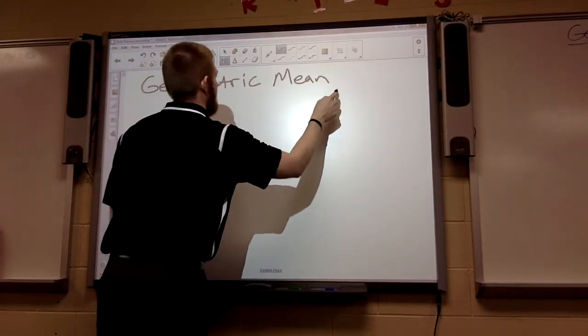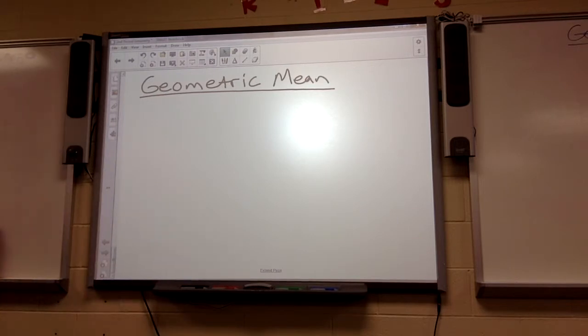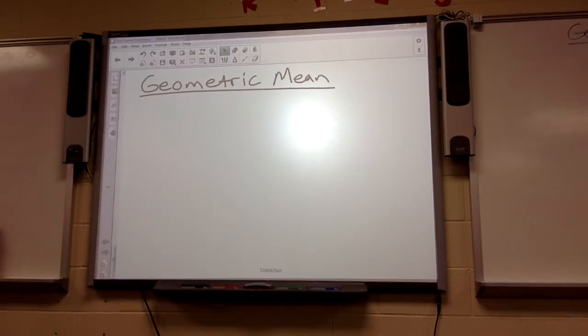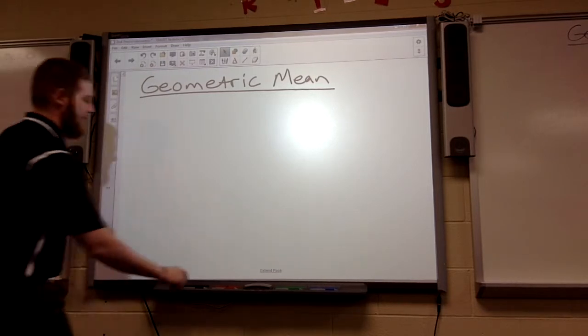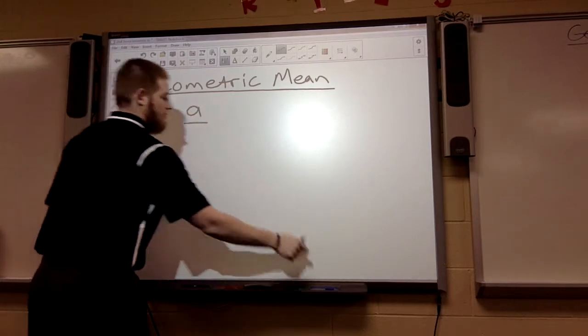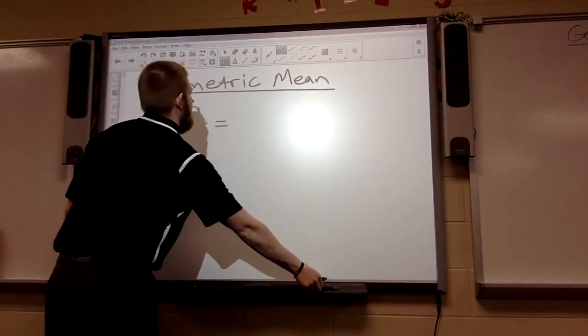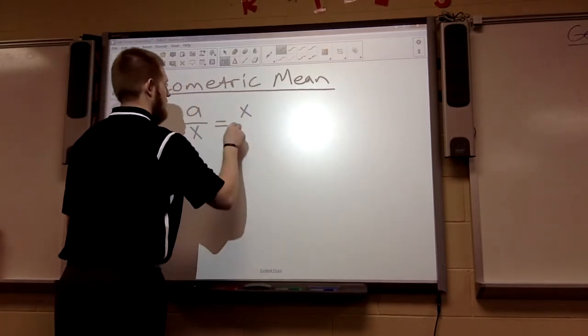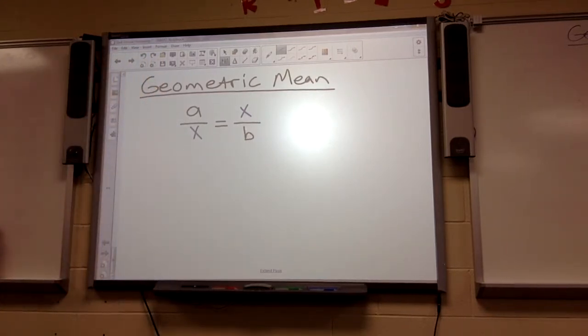If I remember right from last year, there's about 4 questions of this on your test for this chapter. So you are going to have to know this. I'll show you an example here of a real life scenario where they would use this. But in general, I have a over x equals x over b. That's the general form for my geometric mean.